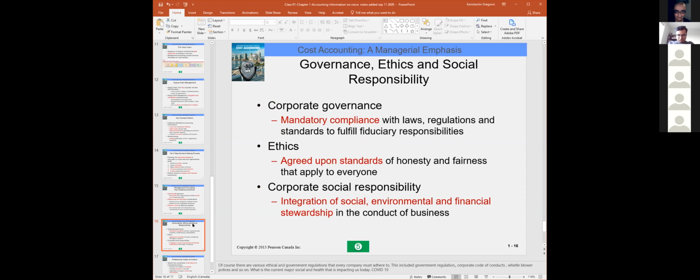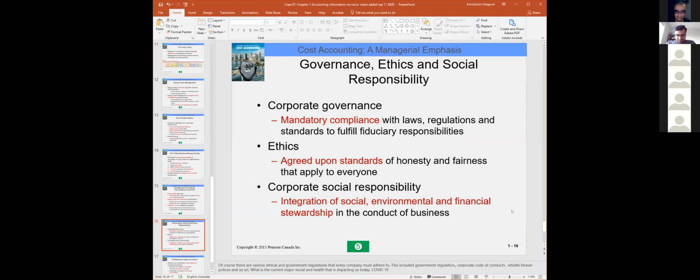I think we talked about ethical and government regulations that every company must adhere to. You've got government regulations, corporate code of conducts, whistleblower policies. We talked about COVID-19, which is now impacting a lot of the governance and regulation. Regulations are being changed overnight.